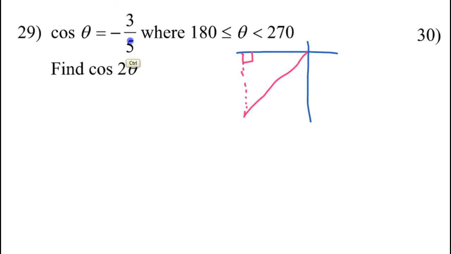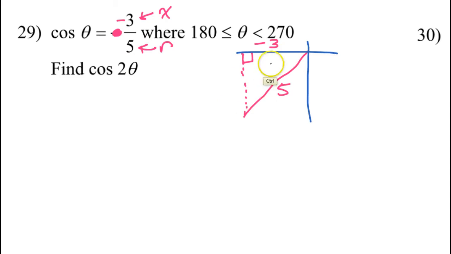This ratio is not one of my special angles, so I have to do the Pythagorean theorem. I know that cosine, in terms of x, y, and r, is x over r. The radius always has to be positive, so this negative sign is really on the 3. So it's -3 over 5. That's why I'm going to have a -3 right here, and the radius is 5.